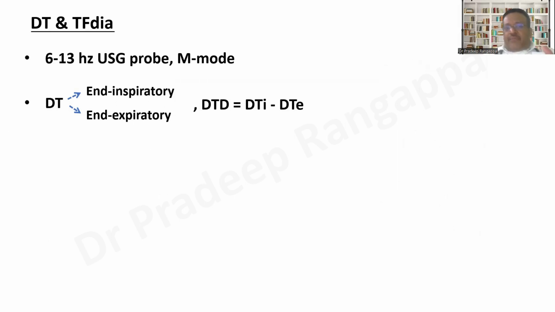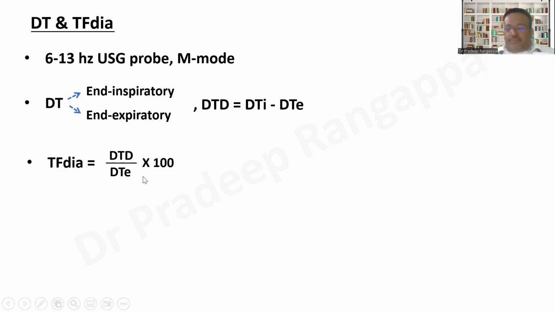Then you calculate the diaphragmatic thickness difference, which is diaphragmatic thickness during inspiration minus diaphragmatic thickness during expiration. This is the diaphragmatic thickness difference between inspiration and expiration. And then you look at the thickness fraction, which is calculated as the diaphragmatic thickness difference divided by diaphragmatic thickness during expiration, multiplied by 100.